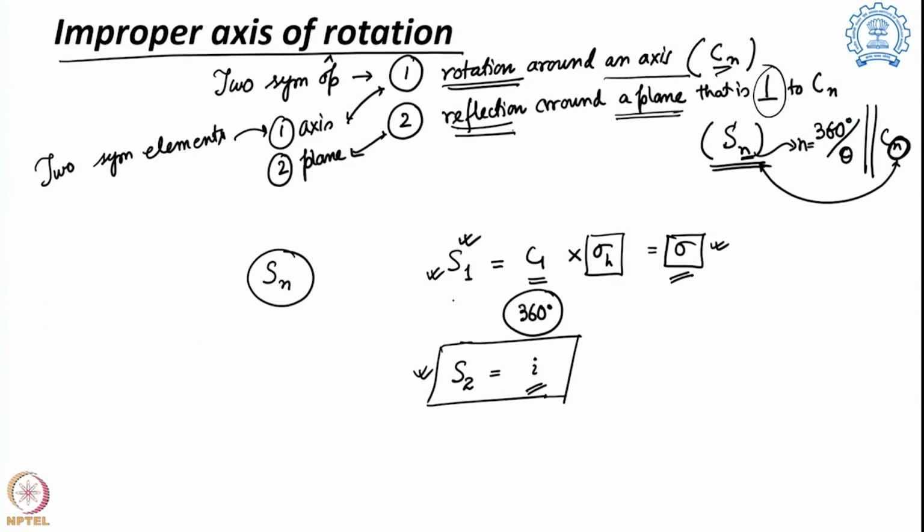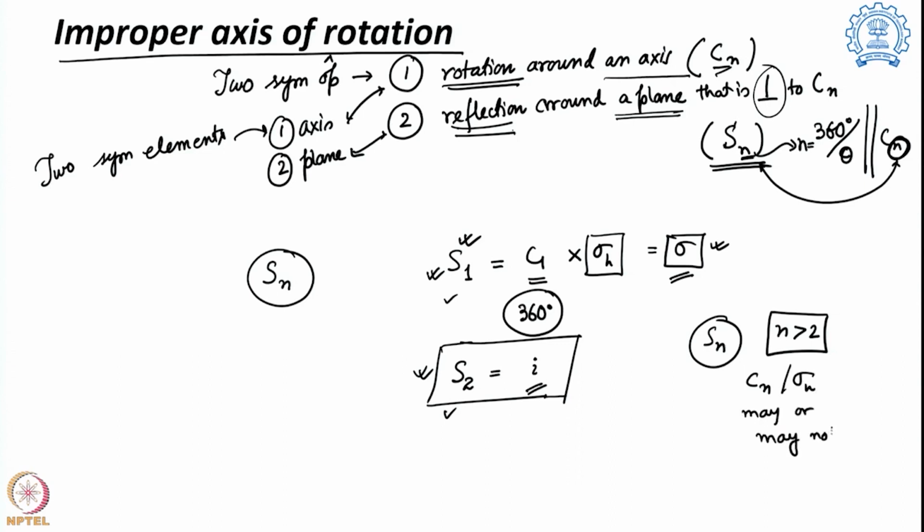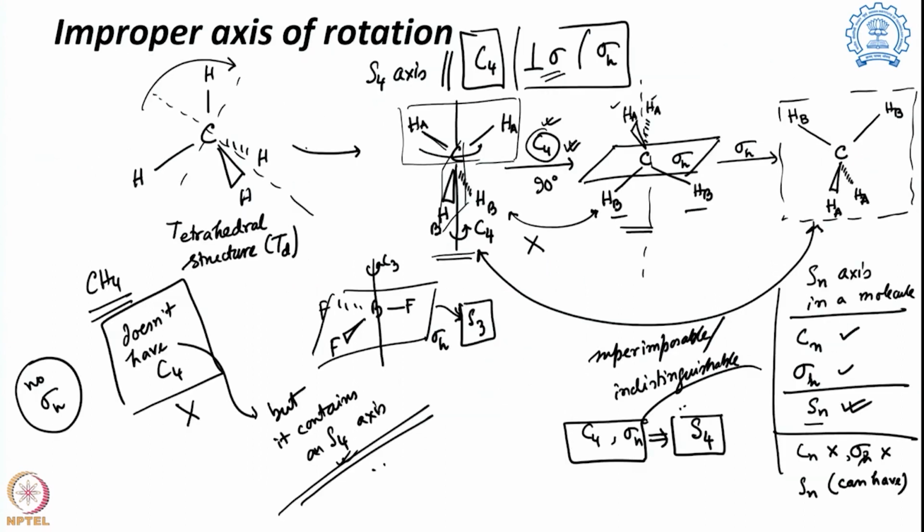So, these are the two simplest S axes of symmetry you can imagine, and you can also have higher order Sn where n is greater than 2, and over there, as we have just discussed, it does not always mean that you have to have a Cn and sigma h present, it may or may not be present. And you can still have a new Sn axis of rotation. So, that is where we are going to get to the next one.